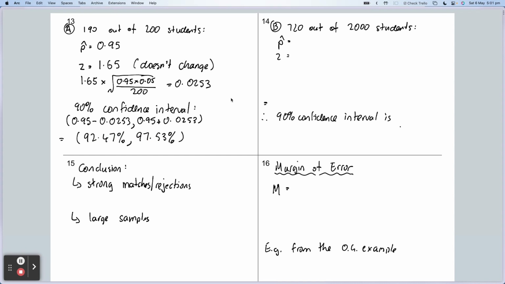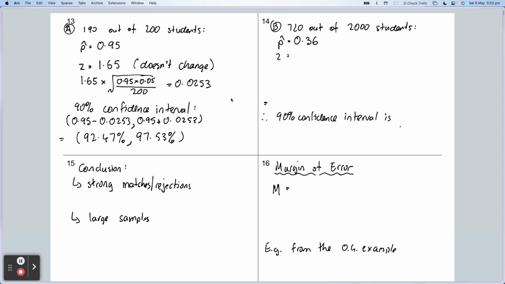Secondly, part B, we've got 720 out of 2,000. Now, I hope you can see that if you did it on your calculator, that would be a sample proportion and hence a point estimate of 0.36, exactly the same as we had in the original example.